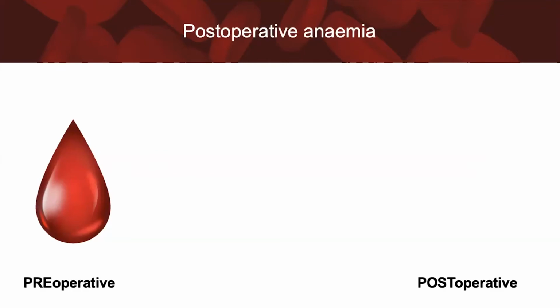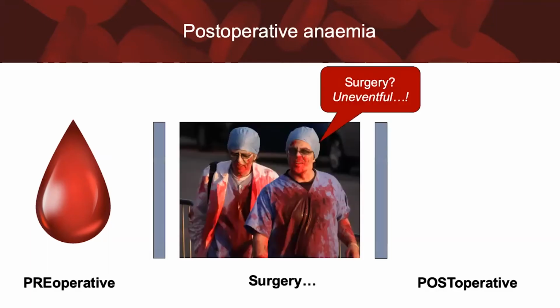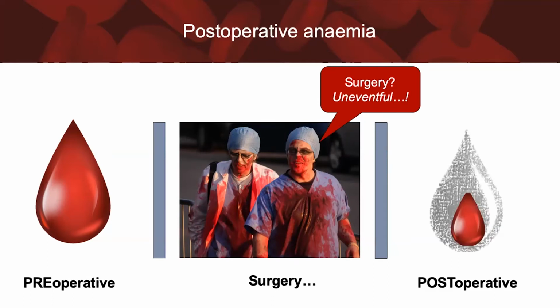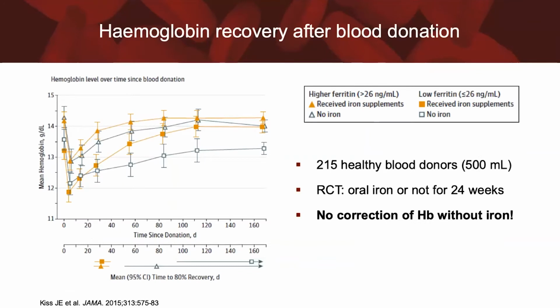So regarding the postoperative anemia, in the preoperative period, you have a certain amount of hemoglobin. Then the surgeons come, and at the end of surgery, you have less hemoglobin. The difference between the two, the bleeding, represents a direct loss of iron. So in the postoperative period, the loss of hemoglobin induces an iron deficiency.